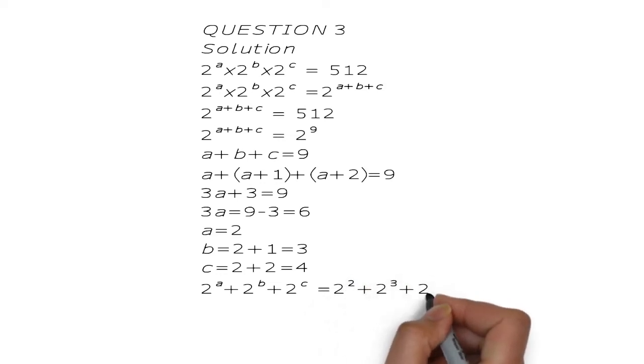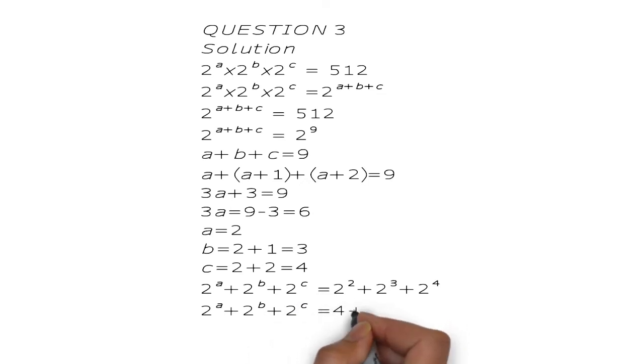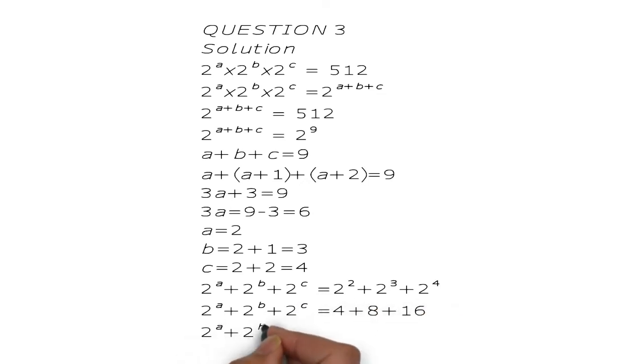So our expression can now easily be calculated. We have 2 raised to power a plus 2 raised to power b plus 2 raised to power c equals 4 plus 8 plus 16, and that will give us 28. So it's a very straightforward problem, especially given that the base is common. The only key thing there is understanding that they are positive integers and that they are consecutive. That's the key to solving the problem.